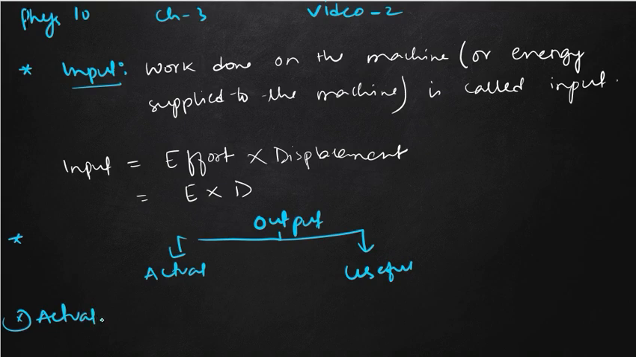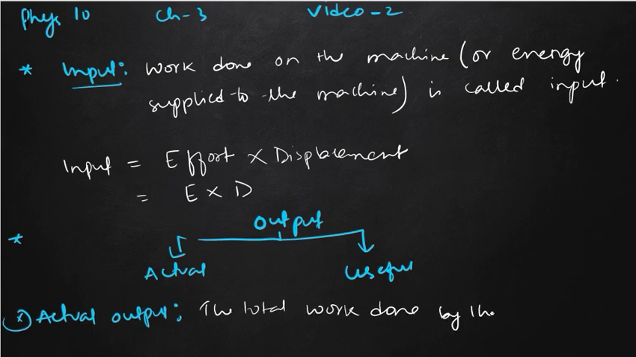Actual output. If you see the definition, what is actual output? The total work done by the machine is called our actual output. We have one formula: actual output equals L into D.